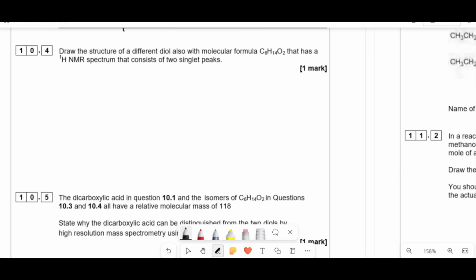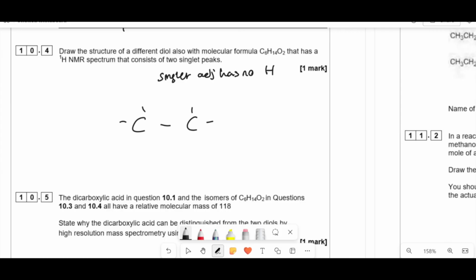There you go. So now it says, draw the structure of a different diol that has this formula, that has an H NMR spectrum of 2 singlet peaks. So if it's a singlet, remember that means the adjacent carbon has no hydrogens on it. So that means that the peaks that were picked up must be on carbons which are next to carbons with nothing on it. So I'm going to draw what I know is in the middle, definitely. I know that they're going to have 2 carbons here with absolutely no hydrogens on them, right?